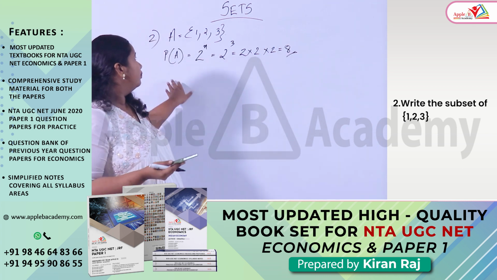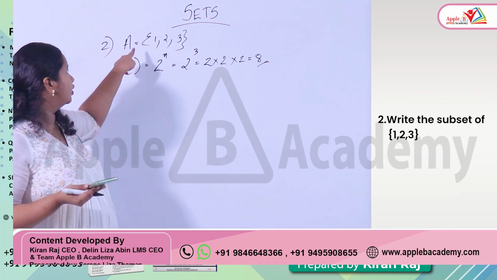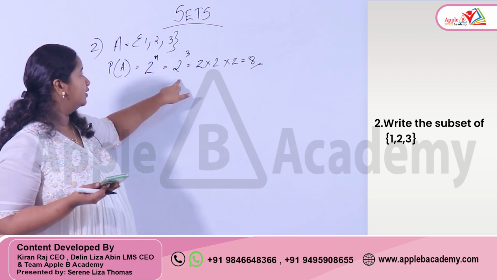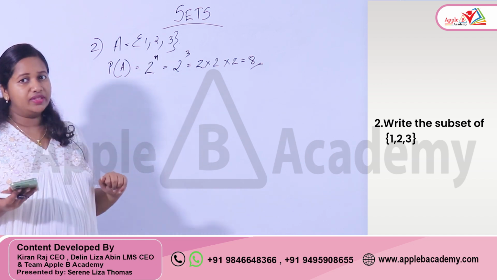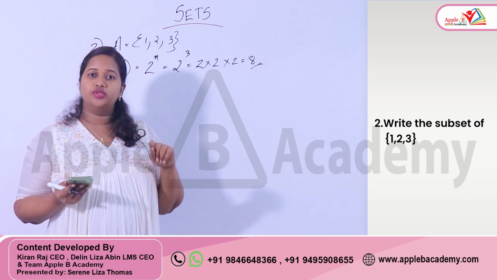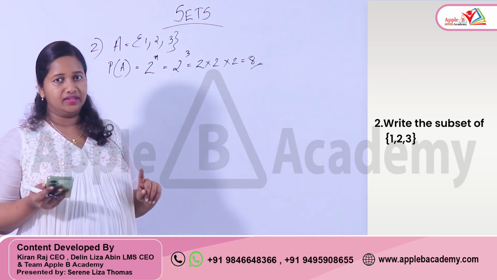Okay. So in total we have 8 subsets for this particular set. The formula is 2 raised to n, where n is the number of elements. So we have 3 elements here. So 2 raised to 3, 2 into 2 into 2 is equal to 8. So the total number of subsets is 8 here.